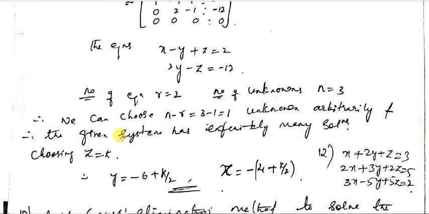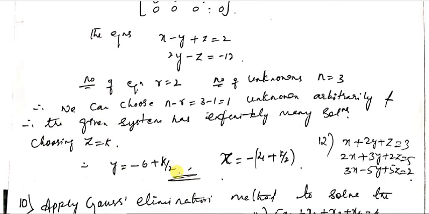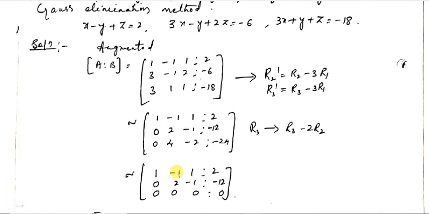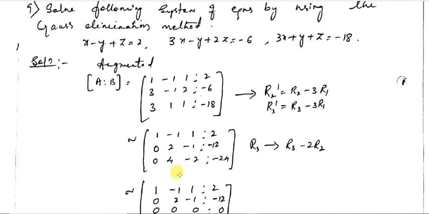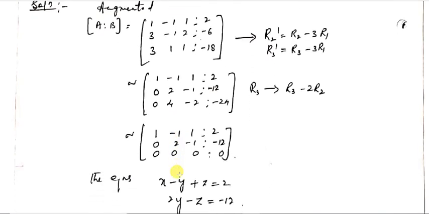I will choose z is equal to some k, because the system possesses infinitely many solutions. In general we can take one unknown equal to k, or 1, 2, anything we can choose. I'll take z is equal to k so that I obtain the other unknowns y and x in terms of k by back substitution. This is how we obtain the solution by the Gauss elimination method when the system does not possess a unique solution.